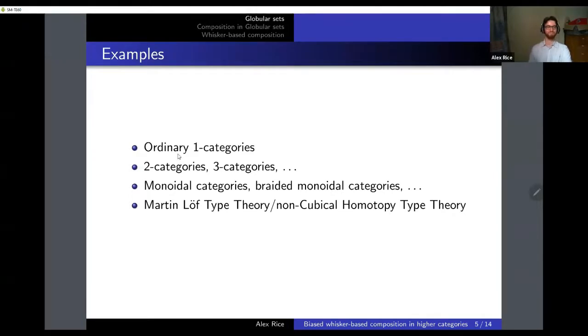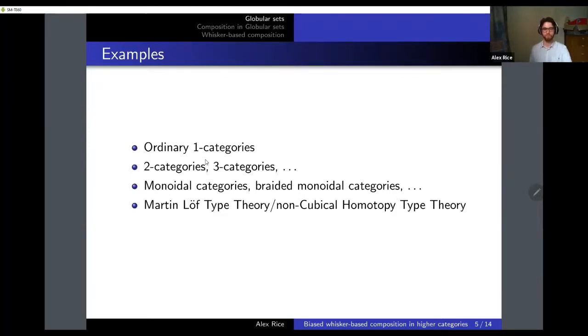So, some examples of globular sets. As we saw, order in 1 categories can be viewed as this sort of truncation. This was the base of this big chain of sets going upwards. And in the same idea, 2 categories, 3 categories, and so on, all fit into this scheme, or at least how I've normally seen 2 categories defined fits into this scheme.